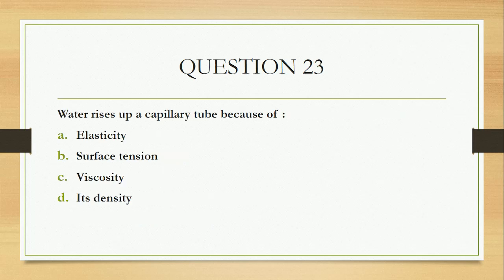Our next question is, water rises up a capillary tube because of option A, elasticity, option B, surface tension, option C, viscosity, or option D, its density. And the correct option is option B, surface tension.